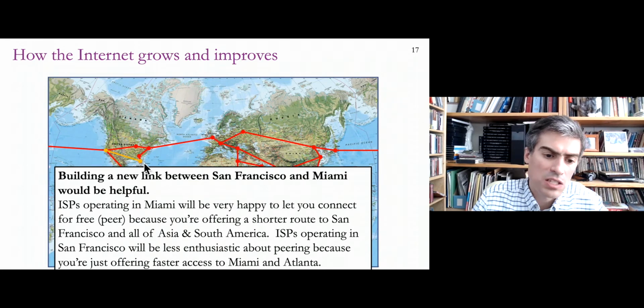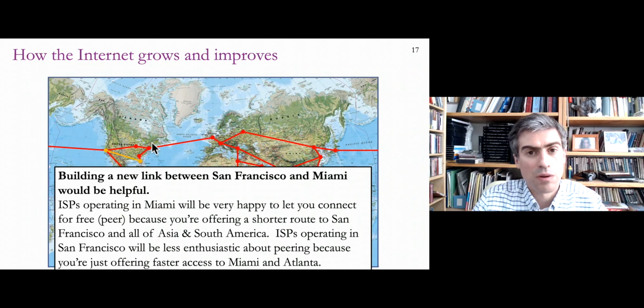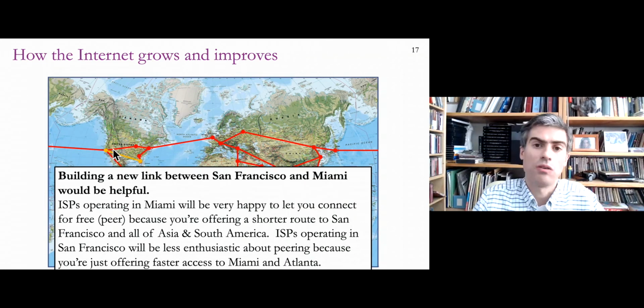But the Miami customers, and also to a lesser extent the Georgia customers here in Atlanta, are all benefiting from this link. Their access to roughly 1/3 of the world has become shorter by about 3 hops because this one link was built. Okay, they used to be at the end of a dead end. Now they're more in the center of the network.